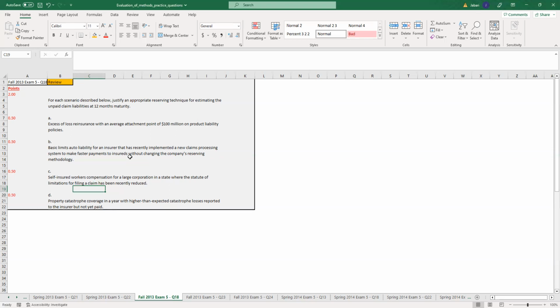Oh, crazy. For D, property catastrophe coverage in a year with higher than expected catastrophe loss reported to the insurer but not yet paid.